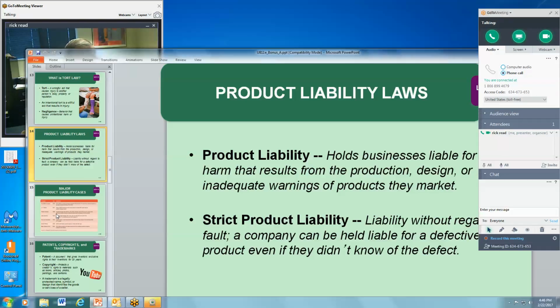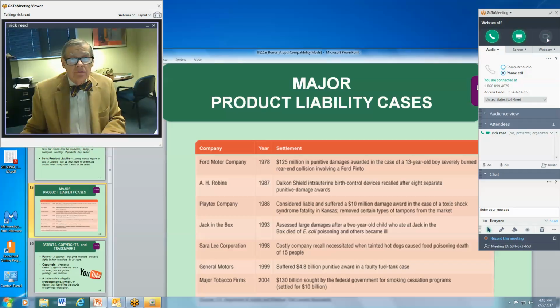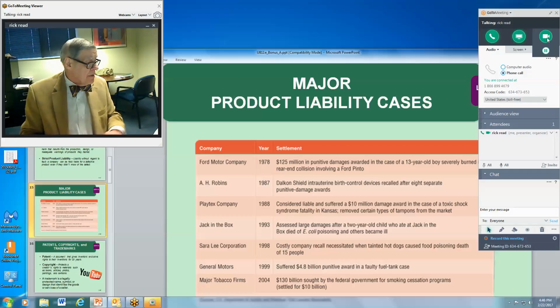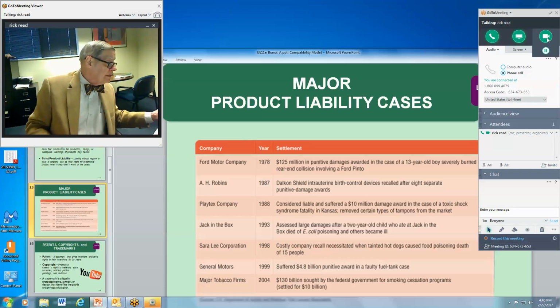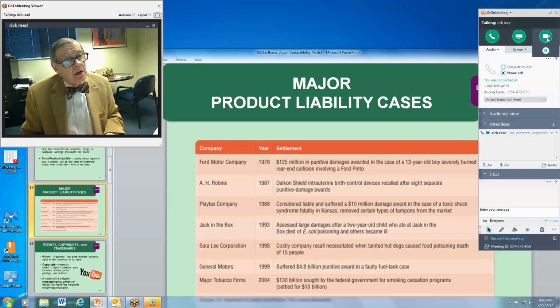This next slide gives you some major product liability cases. The Ford Pinto is one. There are many, many others. You can see this in your text, figure A.2 on page A6. The Ford Motor Company is probably the most well-known.